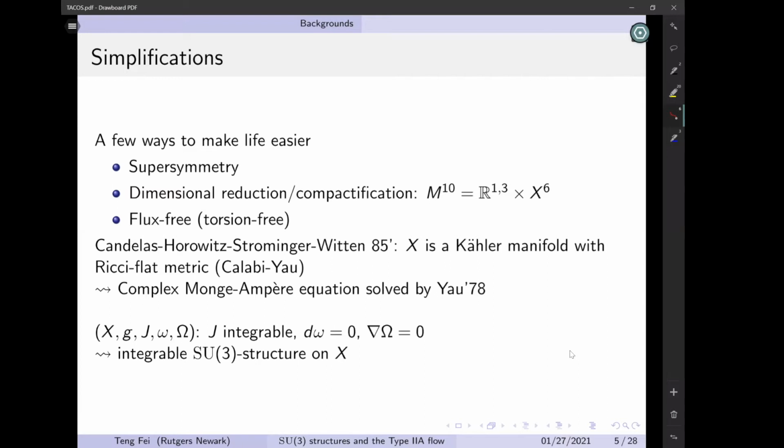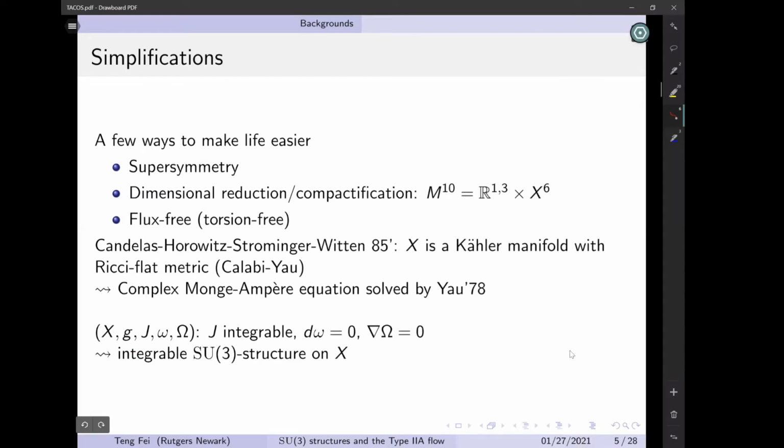And this Ricci flat condition and Kähler condition actually gives rise to a complex Monge-Ampère equation, which was solved by Yau. So this is Yau's solution to the Calabi conjecture. So we get lots of examples of such things. In particular, X is a 6-manifold. There's a Riemannian metric g. And besides that, we have an almost complex structure J compatible with g.